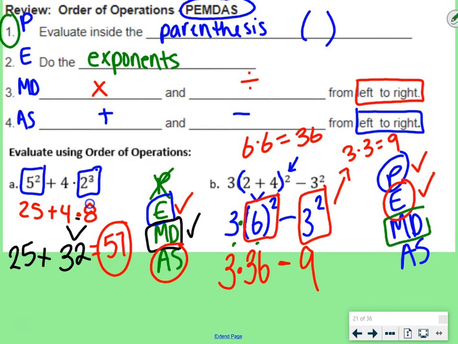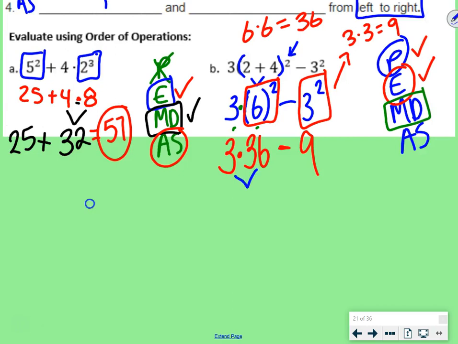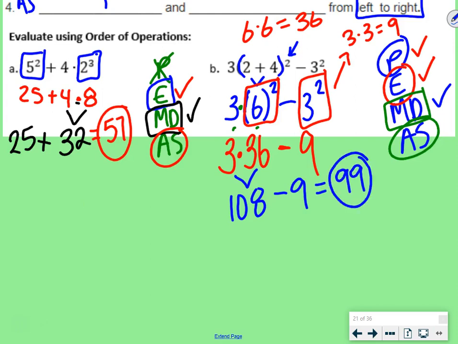Now we need to multiply and divide. Do we have multiplication or division? Yes, we do. Right here, we have 3 times 36, which is 108. Bring down the minus 9. Did the multiplication and division. Lastly, we just need to do the addition and subtraction. So do 108 minus 9, and we get 99. Use all those order of operations, and you'll get to the correct answer.